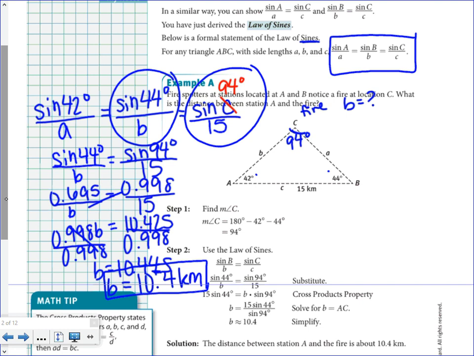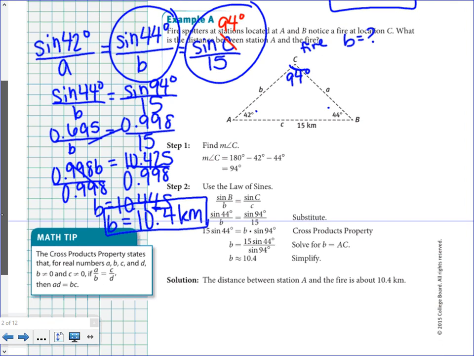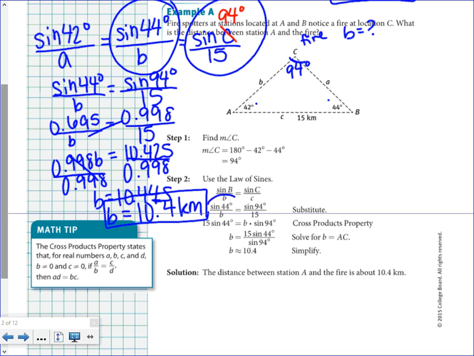So that's one way you can do it. If you look here, they showed leaving them as sine of 44 and sine of 94 and not actually finding the decimals, and they kept them until the very end. And if you want to do that, that is fine. You can do it that way. You just got to make sure you're careful with your calculator.